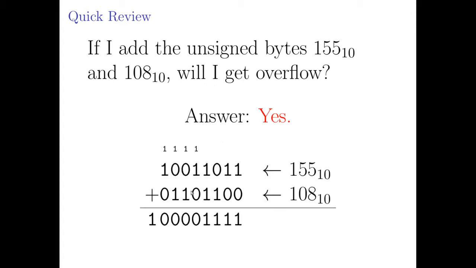And again, the way you tell that is that we have a carry out here. So if you add 155 base 10, which is this thing, and 108 base 10, which is this monster, and you add all those up doing the appropriate things, you overflow into the 9th bit, therefore it is overflow. And again, that is the rule only because these are unsigned bytes.